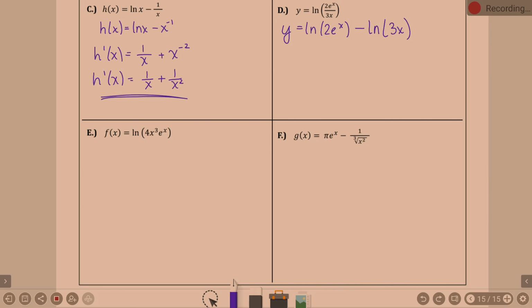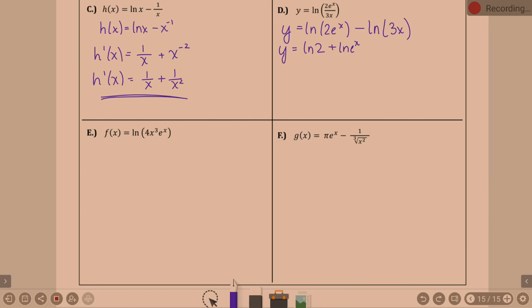Multiplication within a log can be rewritten as addition. So realize I'm going to take these logs and split them up again. The natural log of 2e to the x is going to be the natural log of 2 plus the natural log of e to the x. Now, officially, the natural log of 3x is the natural log of 3 plus the natural log of x, yes? But, what's the but here?